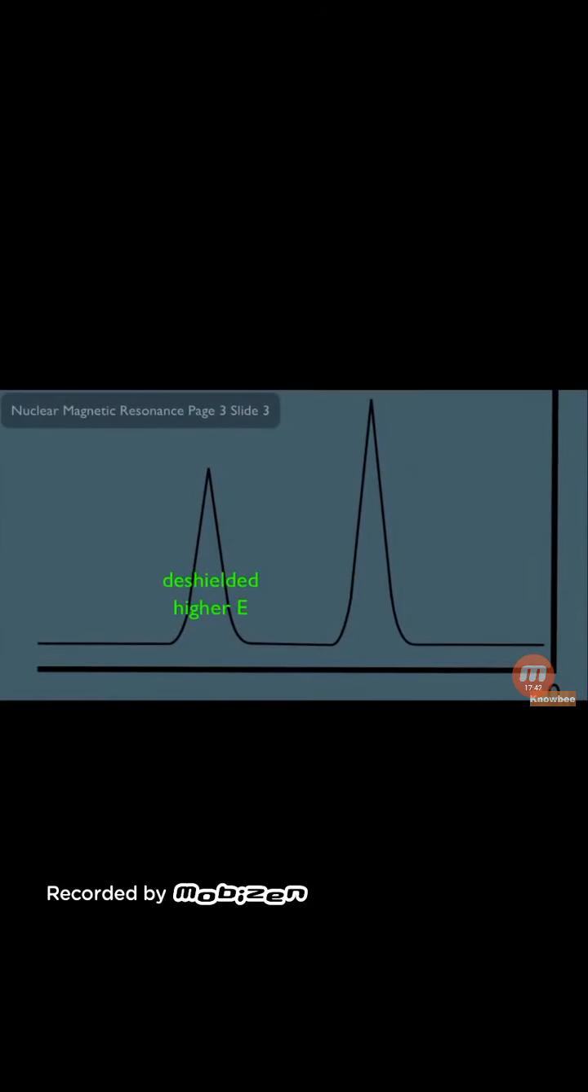If you're more de-shielded, which means it takes a higher energy to bring you into resonance, and if you're more shielded, which requires a lower energy to bring you into resonance, the de-shielded peak, what we want to know, would be more downfield. Notice here in your chart, your 0 is on the right-hand side. So a downfield peak is more away from the 0 mark. Whereas any peaks that are closer to 0 would be considered upfield peaks. I'm going to be using these terms a lot.